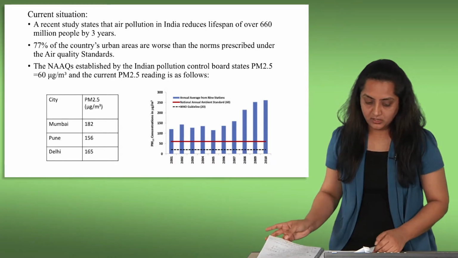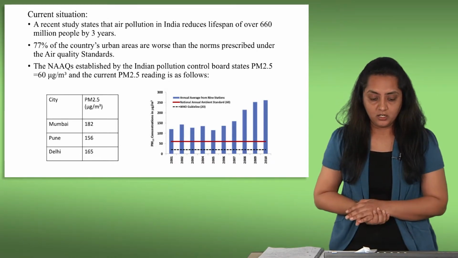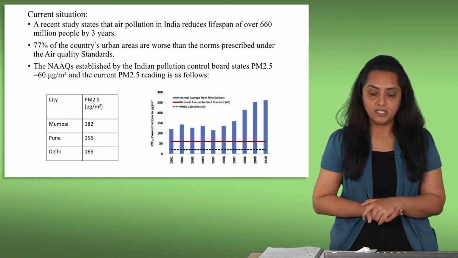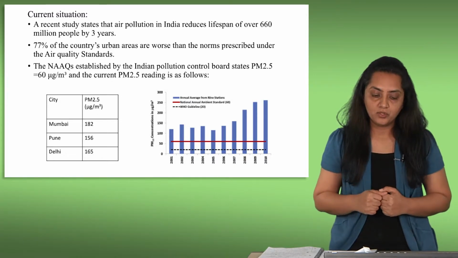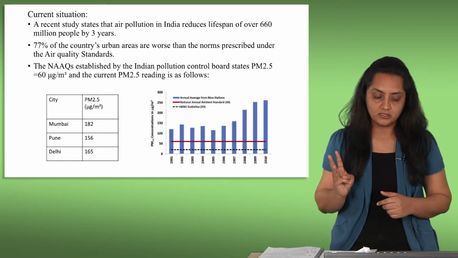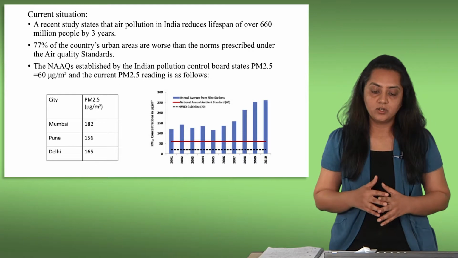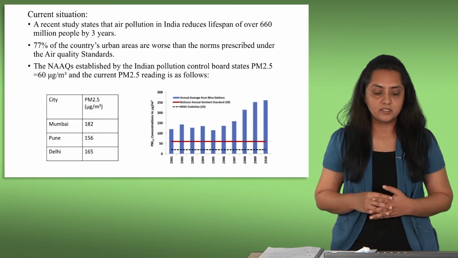So this shows the current situation, and a recent study states that air pollution in India reduces lifespan of over 660 million people by 3 years. 77% of the country's urban areas are worse than the norms prescribed under the air quality standards.